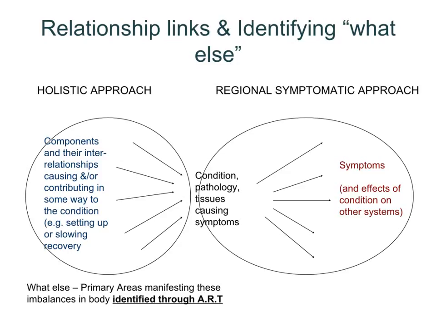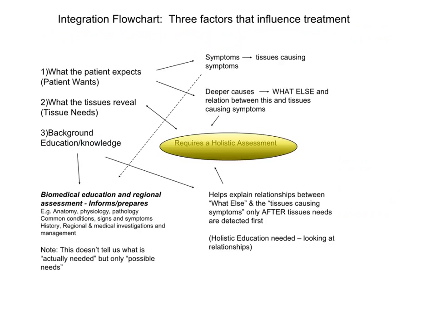When questioned, participants identified primary areas manifesting the relationship imbalances between all contributing components with ART: asymmetry, range of motion abnormality, which is specifically related to quality of movement dysfunction, and tissue texture changes, or the feeling in the tissues. Participants identified three main factors that influence their treatment. The first is patient expectations, or patient wants, which often relates to symptoms and tissues causing symptoms, but may relate to deeper causes or what else is happening in the whole person contributing. The second is what the tissues reveal, tissue needs, which requires a holistic assessment to determine. And the third is background education and knowledge.